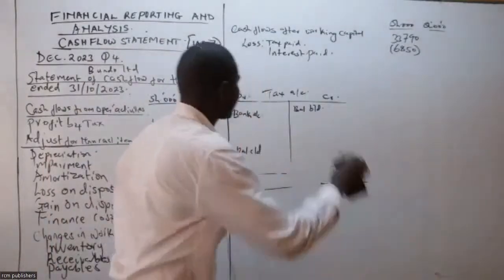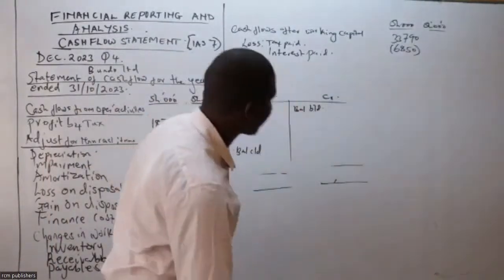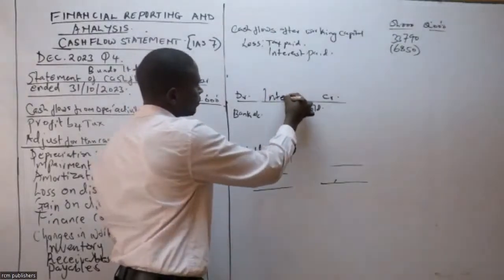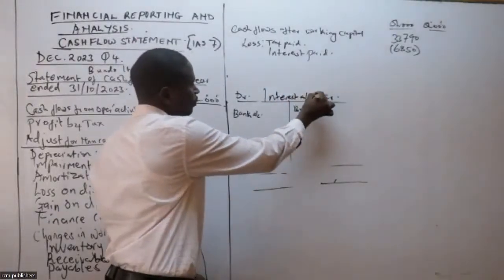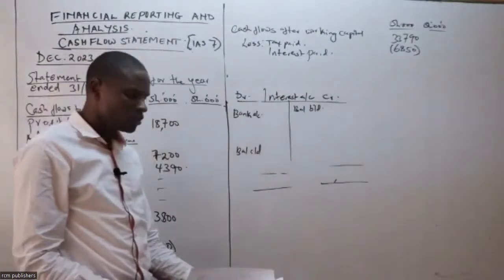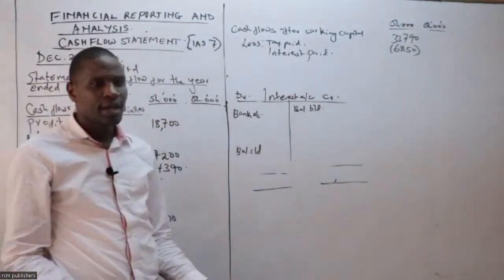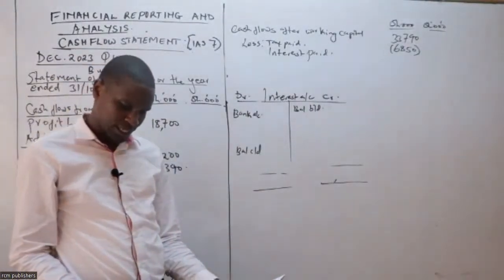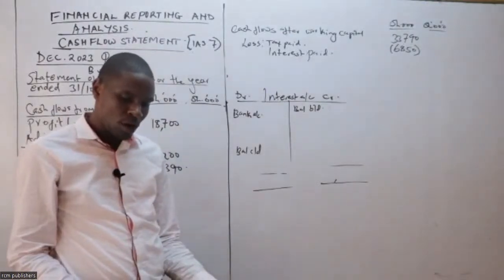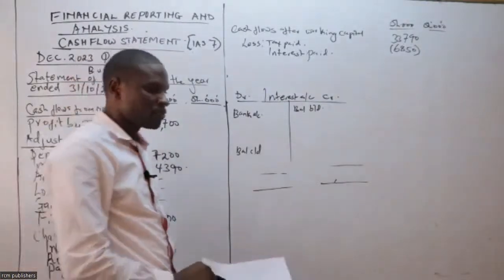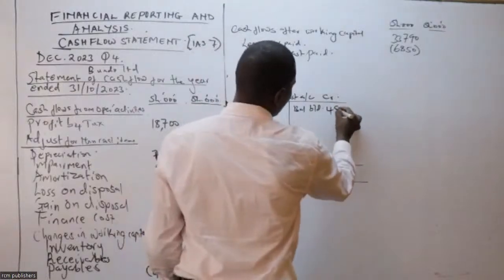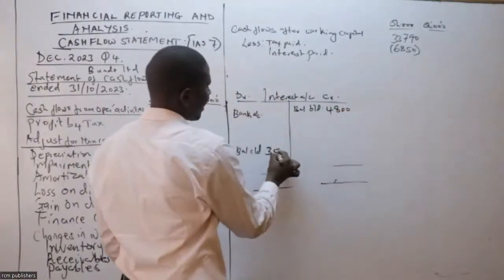Why not? And we have to help each other. This is the interest account. So the balance that was brought down, you just go to the non-current liabilities under the balance sheet. Looking at interest payable, 4800 and 3500. It becomes that easy.